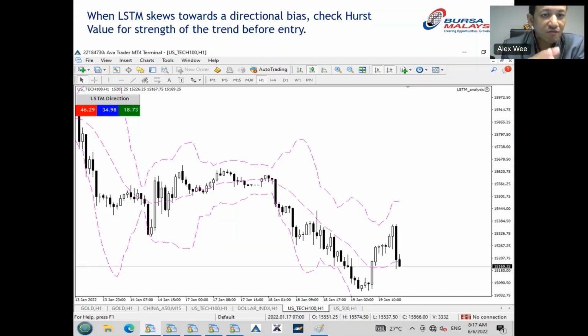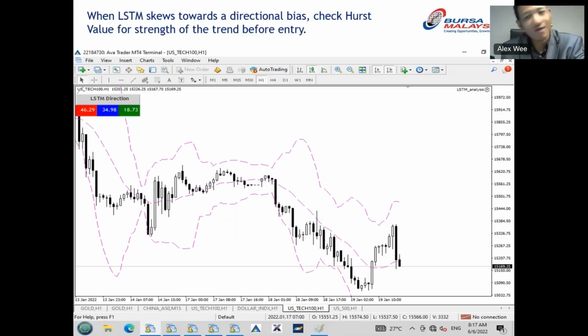So you see from there that 46.29, the red color bar, it tells us that the chances of going down is about 46%. The chances of going sideways is the blue bar, is about 34.98%. And the chances of going up is only 18.73%. So machine learning quantifies what are the chances of going down, sideways and up. So there's quite high chance it's going to go down.